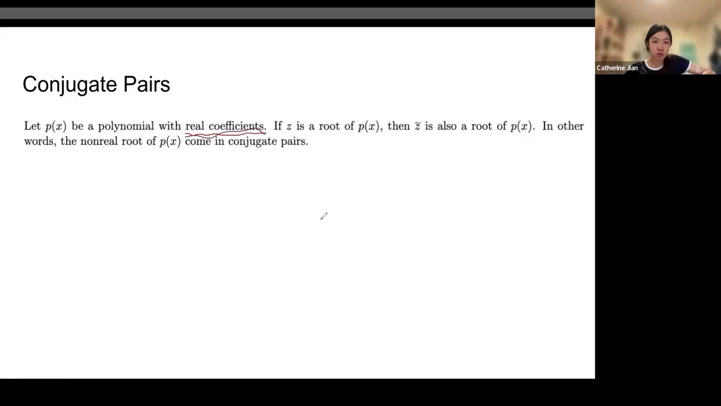And then you'll see why when we prove this. Okay, so now we can prove this. So we have p of x, we can write it as a of n times x to the n plus a of n minus 1 times x to the n minus 1 plus a of n minus 2 times x to the n minus 2, and then all the way to a of 1 times x to the 1 plus a of 0.